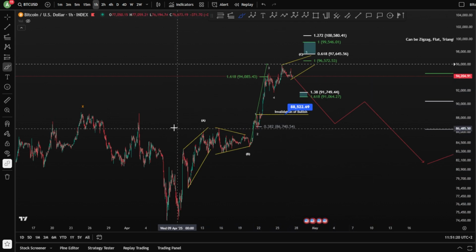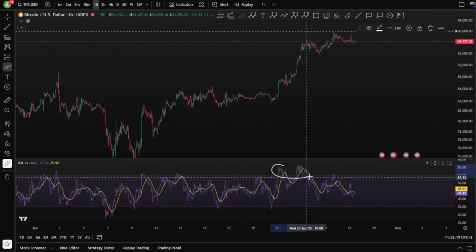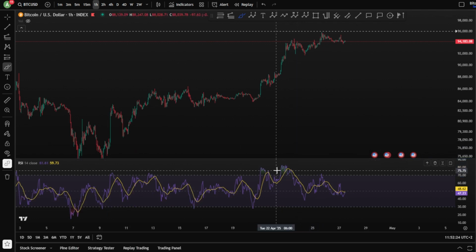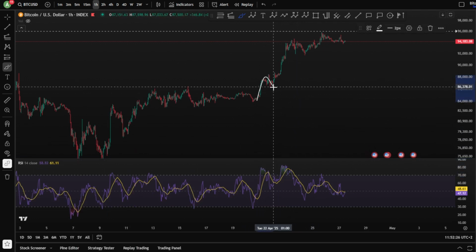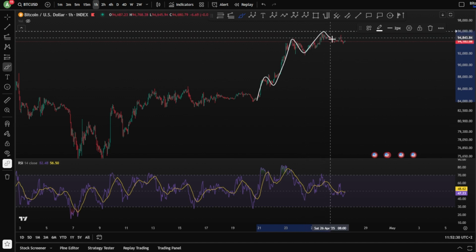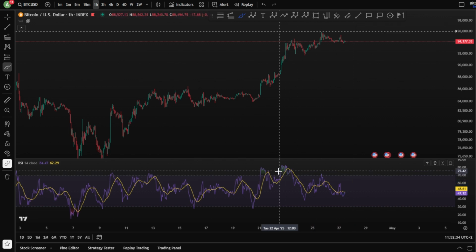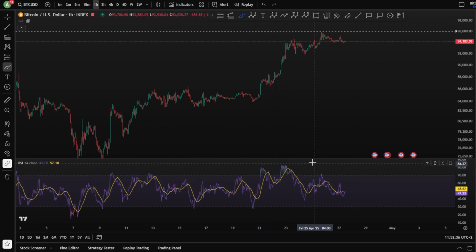Now let's start with the indicators, starting with the RSI. On the RSI, we can see on the 1-hour chart that the overbought area has been touched twice. It has been given first from the wave 1 and second on the wave 3. And potentially your wave 5 can reach a little bit higher, but I doubt that we're going to get higher than this.